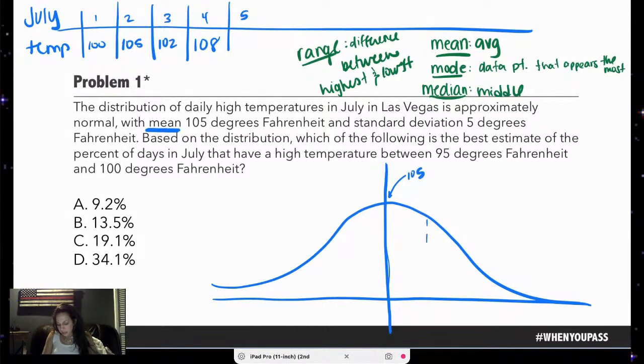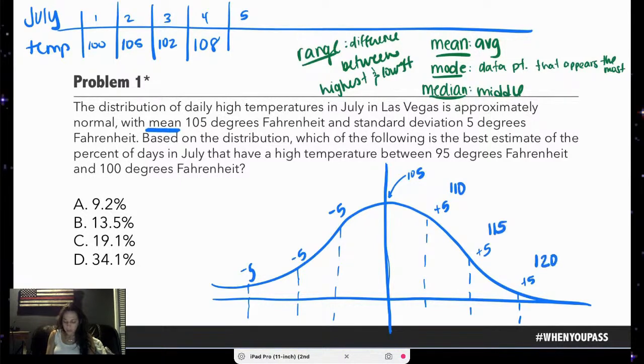That means that I'm going to draw dotted lines and I'm going to add 5, add 5, add 5 from my mean. And I'm going to subtract 5, subtract 5, subtract 5 from my mean. So this is going to be 110, 115, 120. This is going to be 100, 95, and 90.